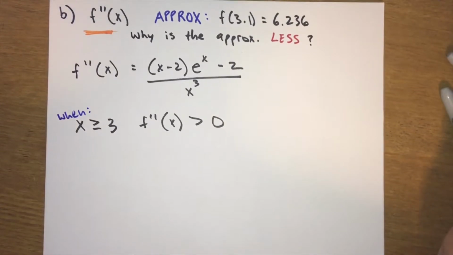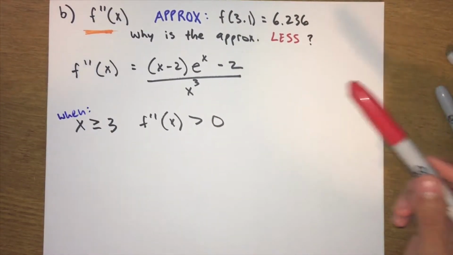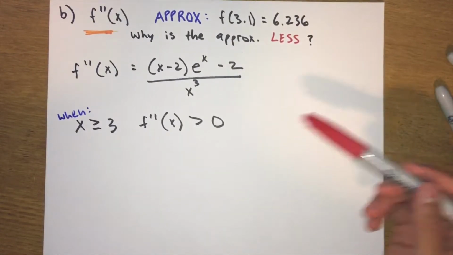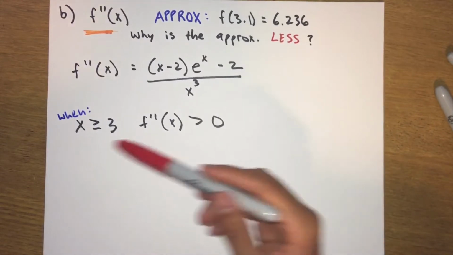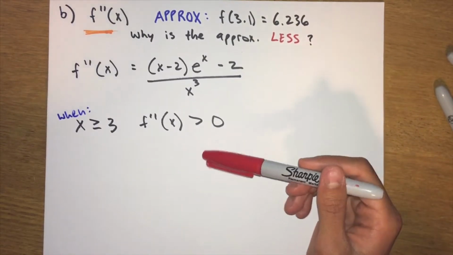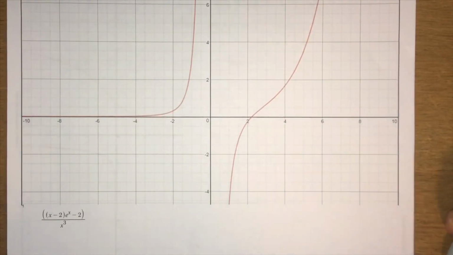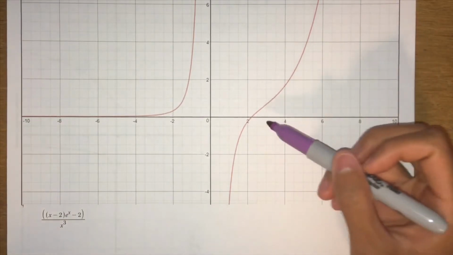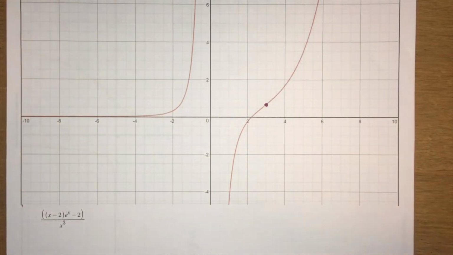For the approximation to be less than the actual, the graph of f has to be concave upward, which means that the second derivative has to be positive. Therefore, we're testing to prove that the second derivative at 3 is positive, so it has to be greater than 0. This graph gives a visual way of looking at the second derivative. At x equals 3, the line is greater than 0, which means that f is concave up.